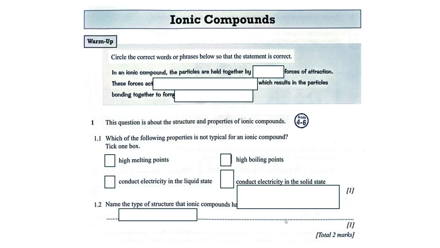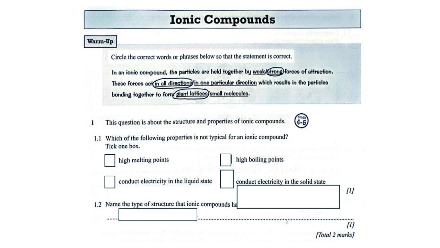Circle the correct. In an ionic compound, the particles are held together by strong forces of attraction. These forces act in all directions, which results in the particles bonding together to form a giant lattice. These questions are about the structure and properties of ionic compounds.